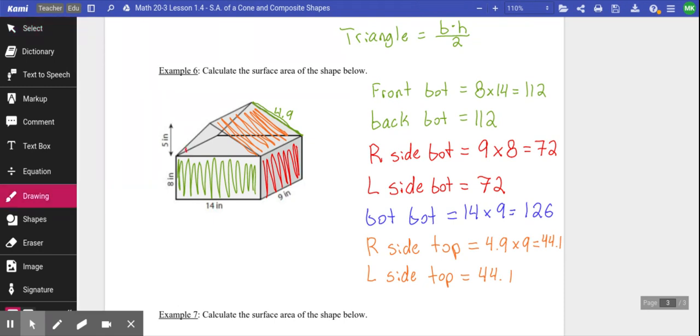To calculate the area of a triangle, it is base times height divided by 2. The base of this triangle is this long side, which is going to be 14.